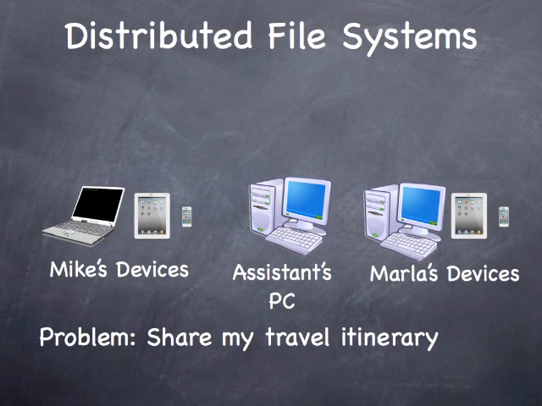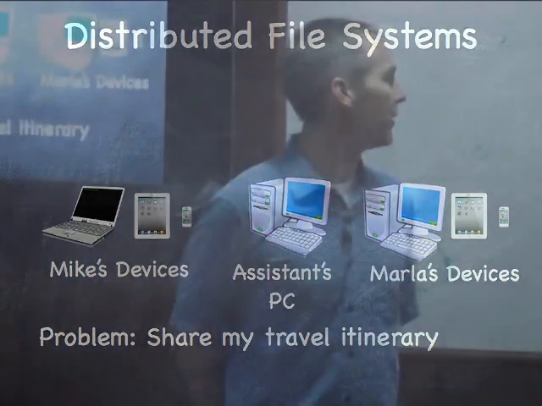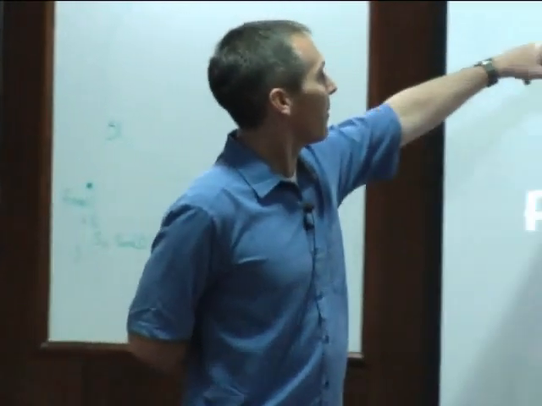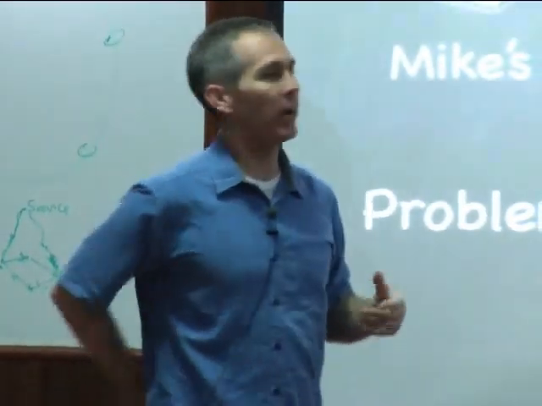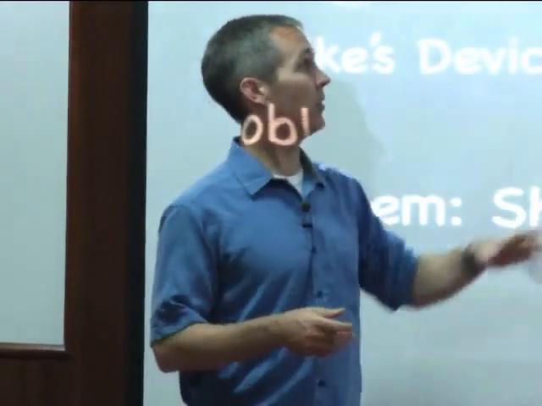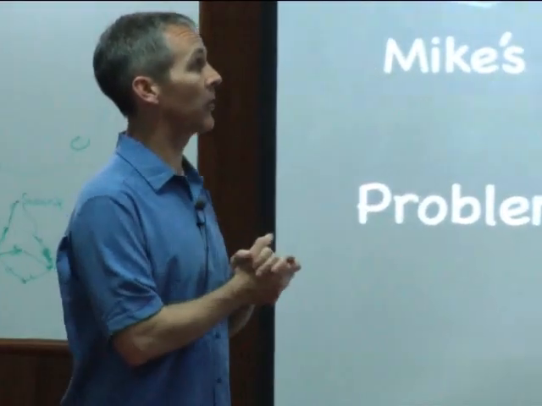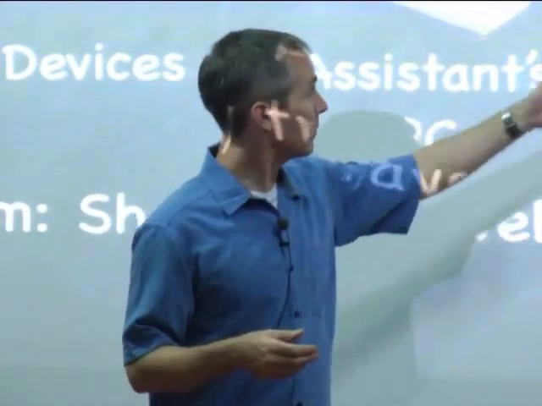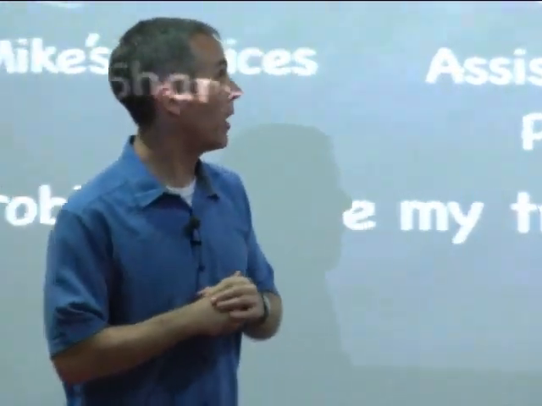I faced a problem coming here, and that was I wanted to share my travel itinerary, and I had a bunch of devices. I've got my laptop and a tablet and a phone, and it's useful to have my travel information on all of those. My assistant was arranging things, and so she's got her computer, and then my wife also wants to know where I'm going, and so she's got a machine and a tablet and a phone as well.